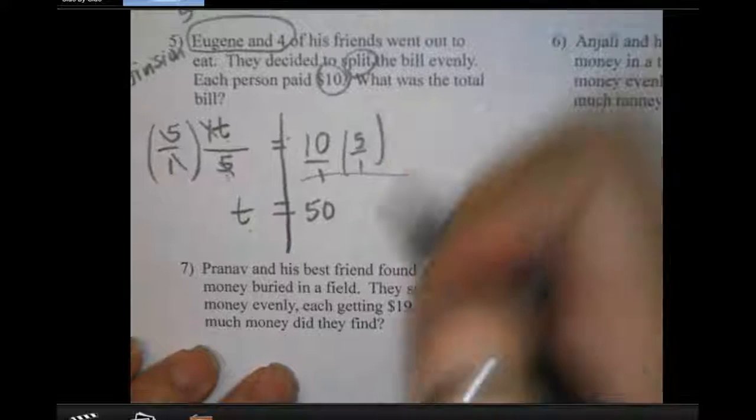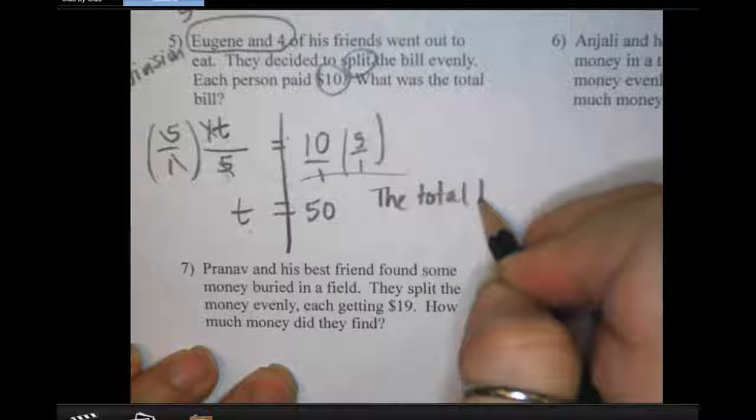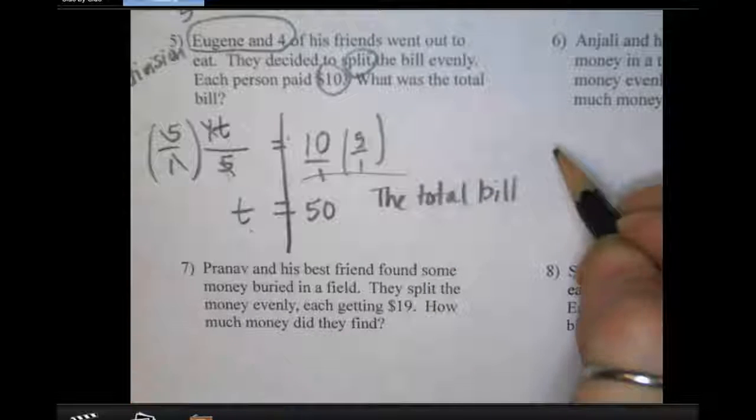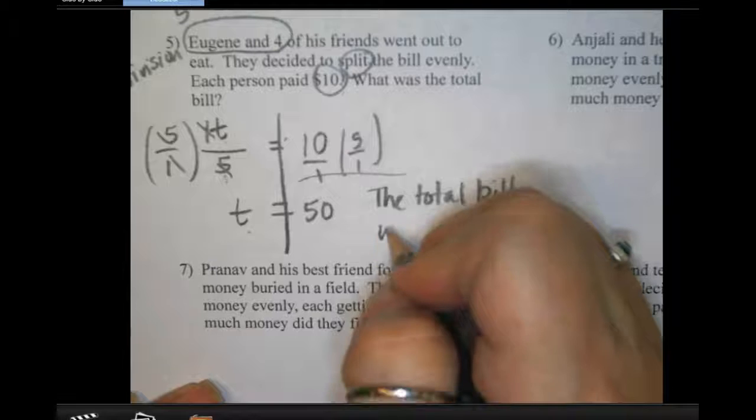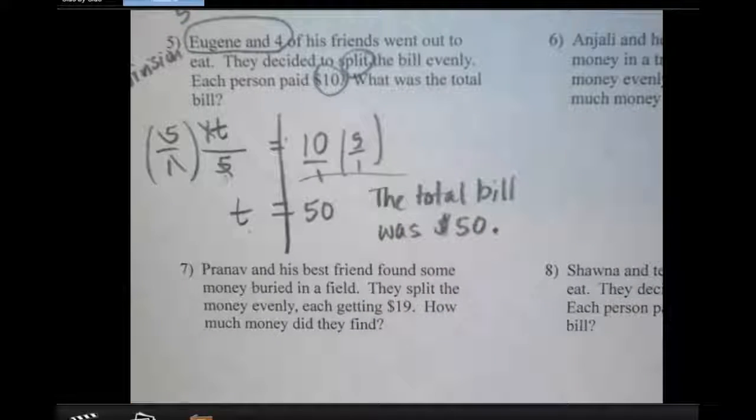All right, so your word answer would be the total bill. Guys, listen up. The total bill was $50. Got it? You guys think you can handle this? All right, get to work.